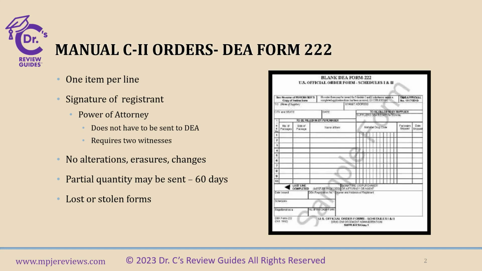So remember, the DEA Form 222 is required really for every transfer of a Schedule 2 controlled substance from one registrant to another. And that could be from the manufacturer to the wholesaler, from the wholesaler to the pharmacy, from a pharmacy to a reverse distributor. All these, whenever a Schedule 2 controlled bulk substance bottle is going to be sent from one registrant to another, it has to be done with a DEA 222 form.